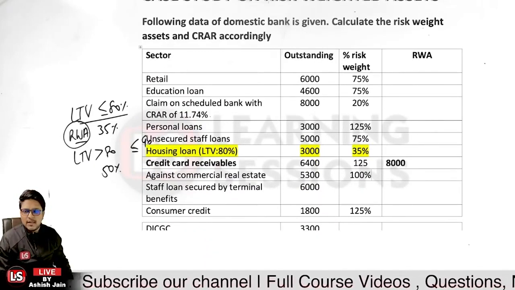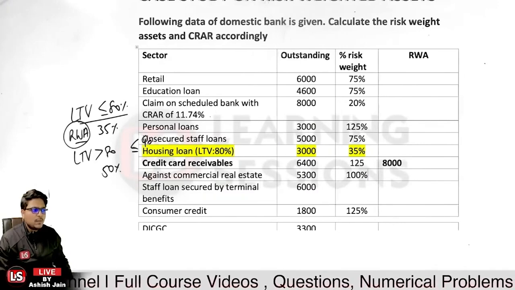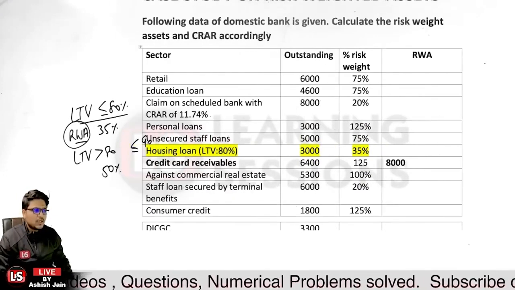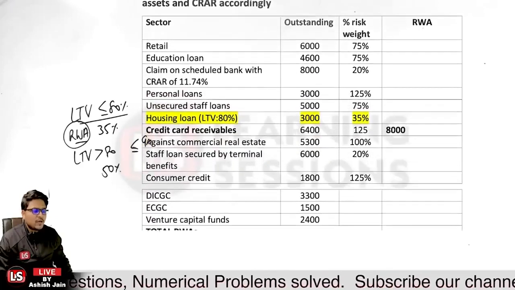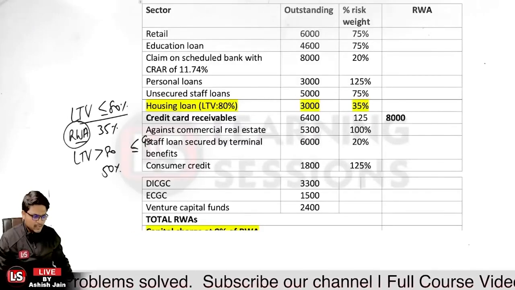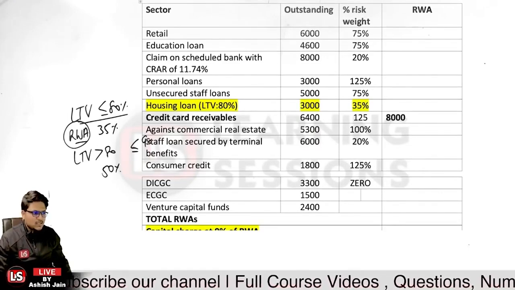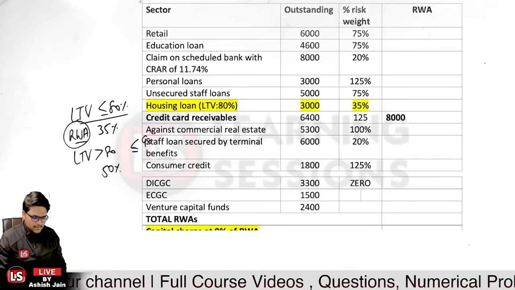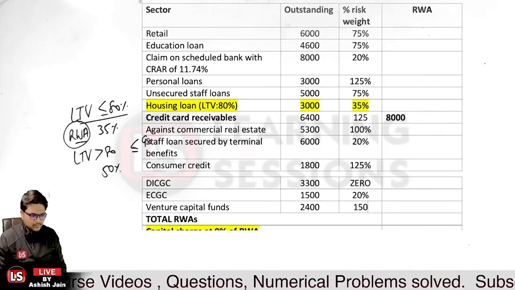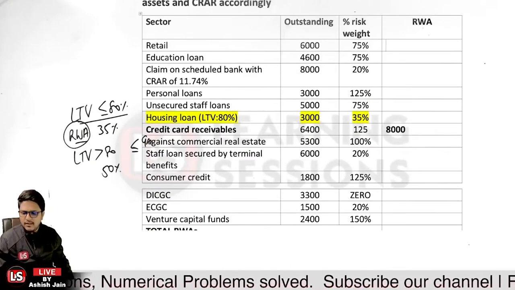Staff loan secured by the terminal benefits, whether secured by mortgage or by superannuation benefits, will be 20%. Further, related to consumer credit, I have already clarified, it is 125%. For the DICGC claims, it is 0%. Related to ECGC, it is 20%. And for the VCFs, that is the venture capital funds, it is 150%. So this is how we will be calculating the risk weighted assets.